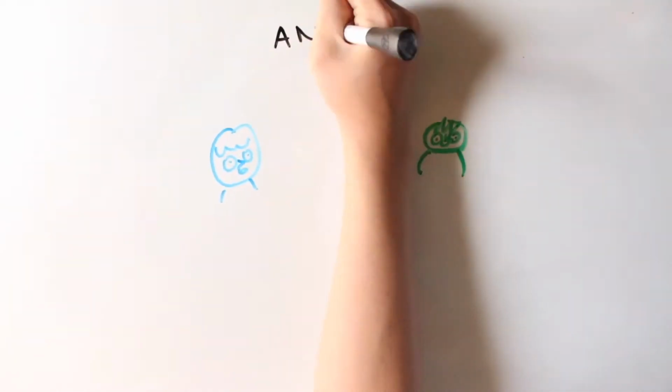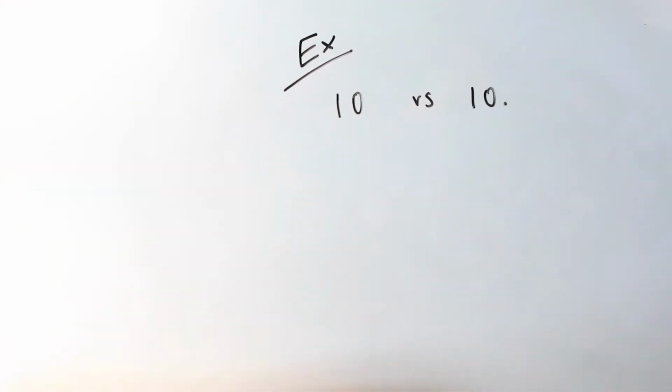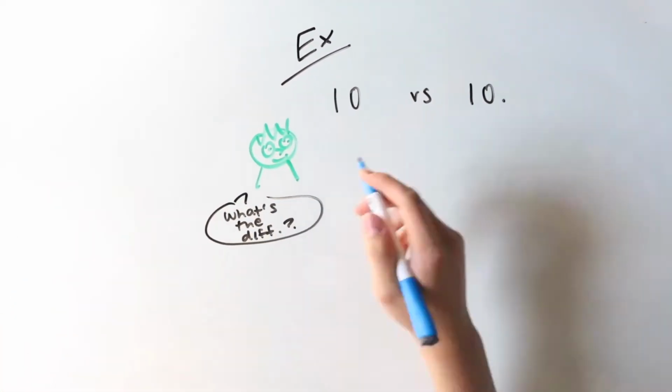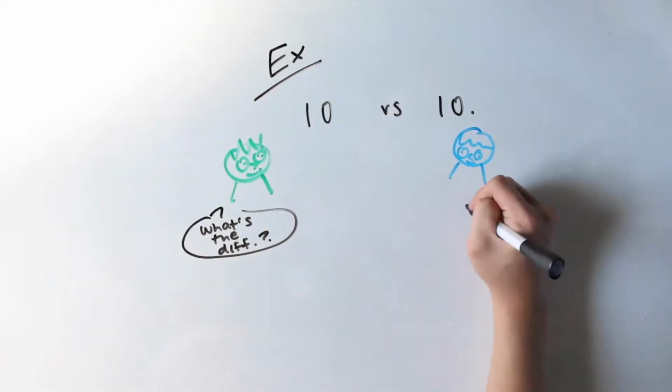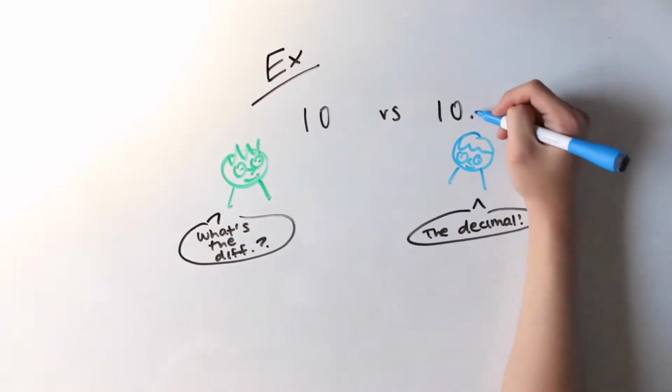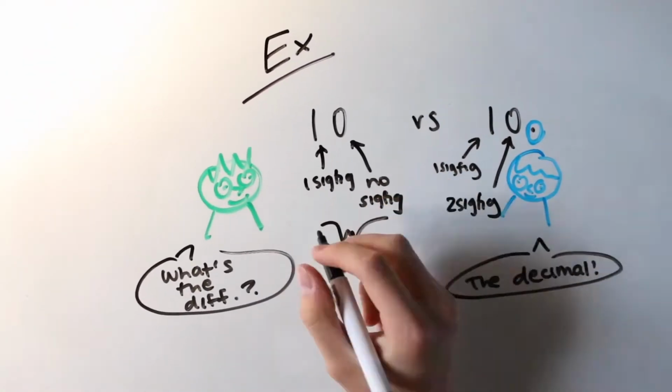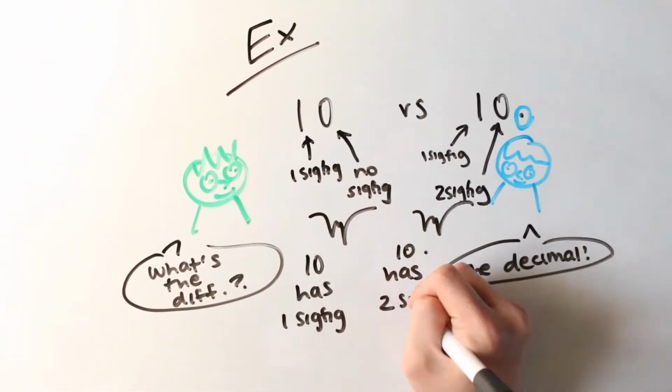And now, some examples! First, take a look at these 2 numbers. The first number does not have a decimal, but the second one does. Because the first number does not have a decimal, the 0 is not significant. Therefore, it only has 1 significant figure. However, the second one does, meaning that there are 2 significant figures in the number.